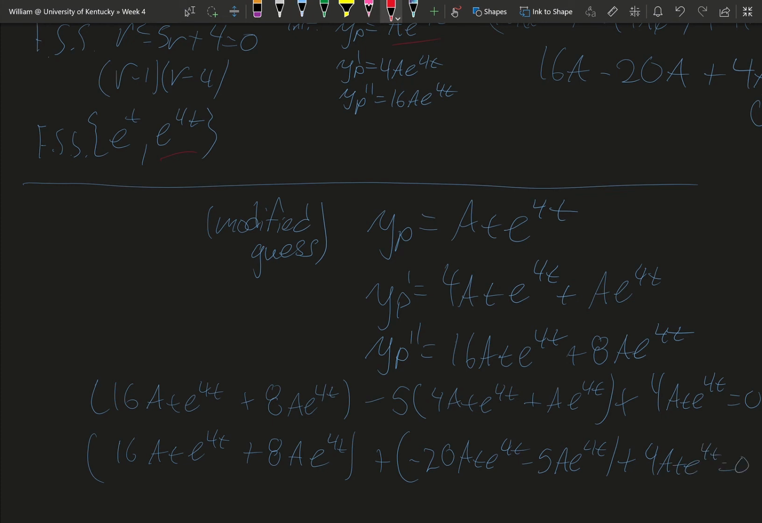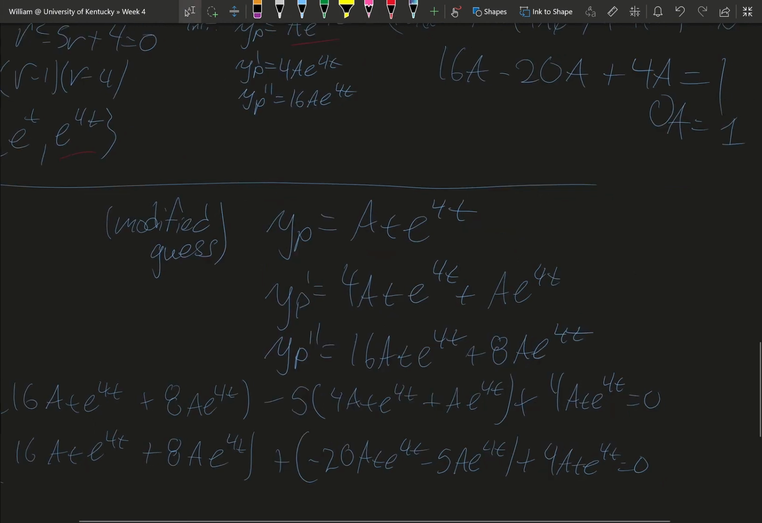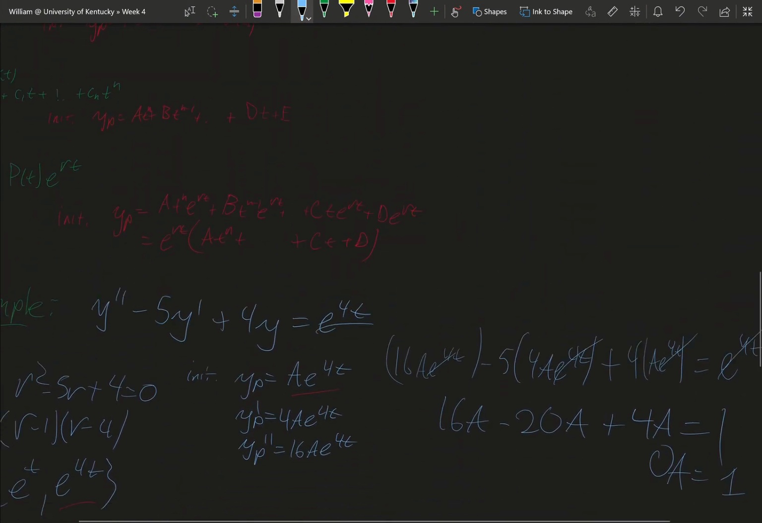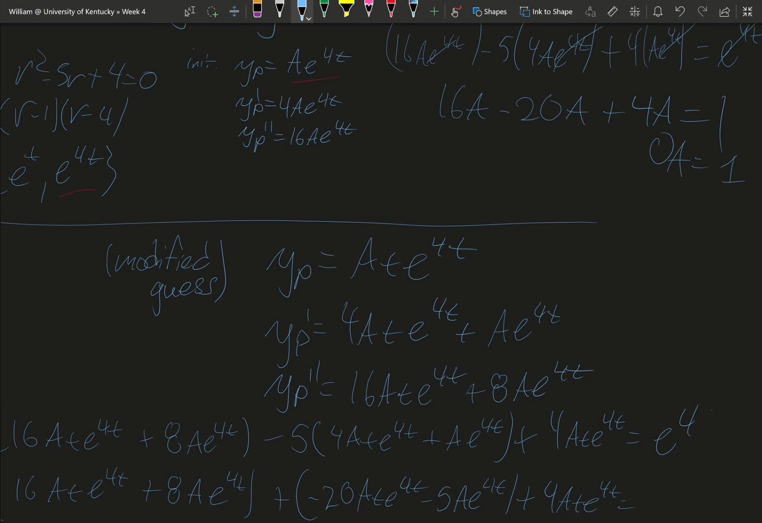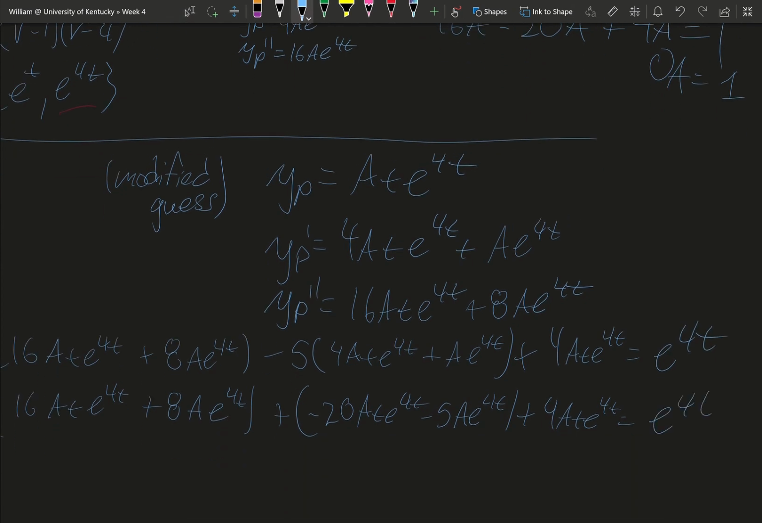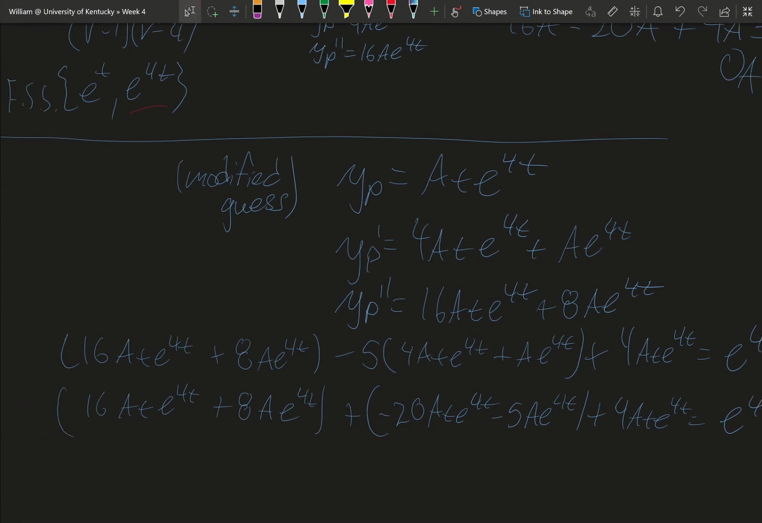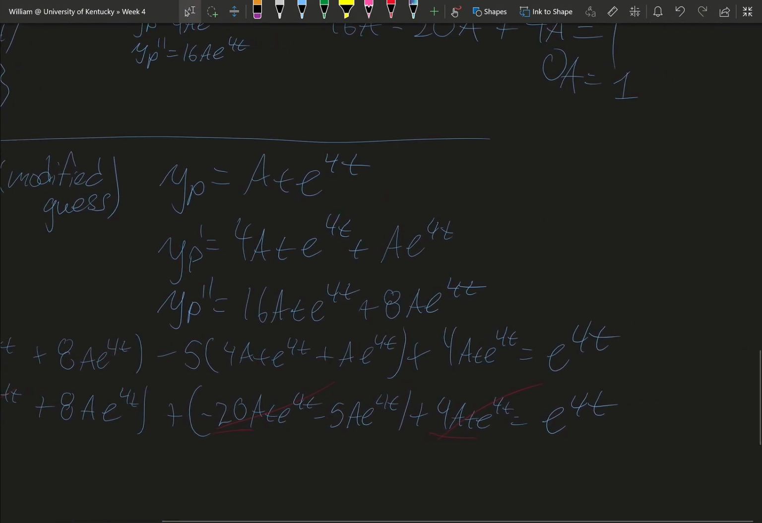So if you've done everything right here, and I'm setting this equal to the wrong thing, this should still be equal to what we want it to be equal to, this side, so just e to the 4t. All right, so we have a 16, a negative 20, and a positive 4. So that means all of these terms are going to cancel out. And we should expect this to happen because there's no t e to the 4t term on this side.